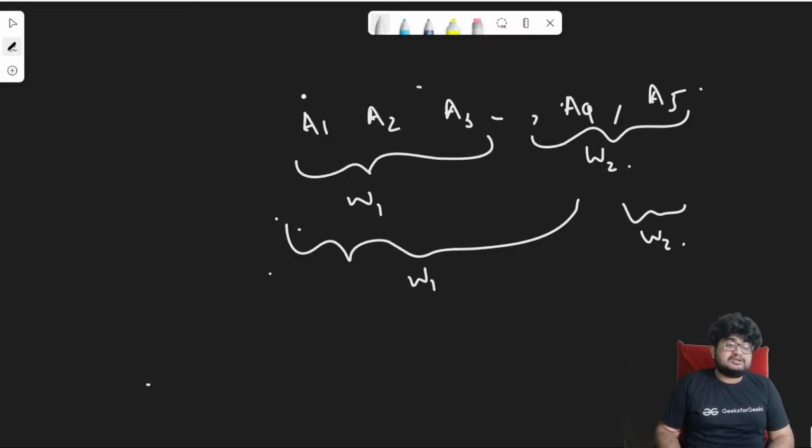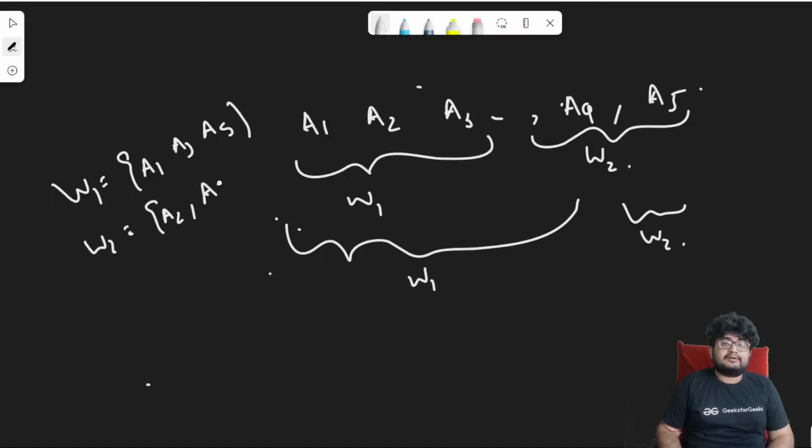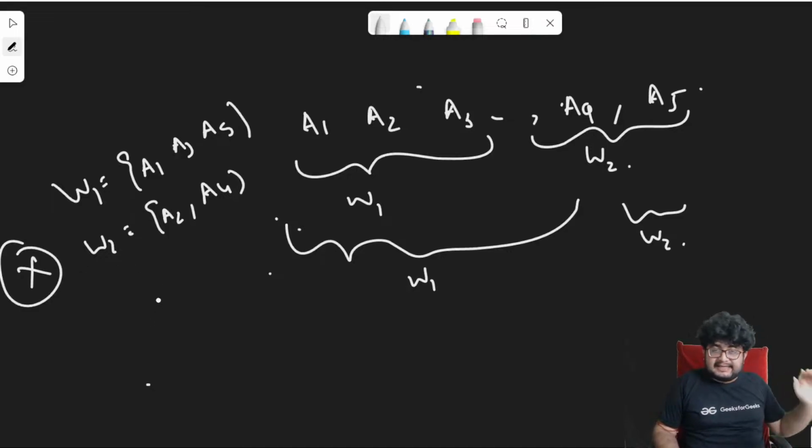But this division is not valid, where worker 1 is taking A1, A3, A5 and worker 2 is taking A2 and A4. This division is not valid. Each worker will take a consecutive subsegment or subarray of cabinets, right?